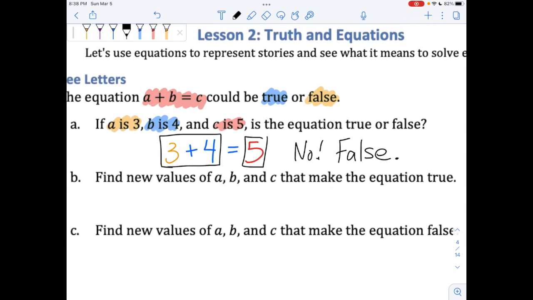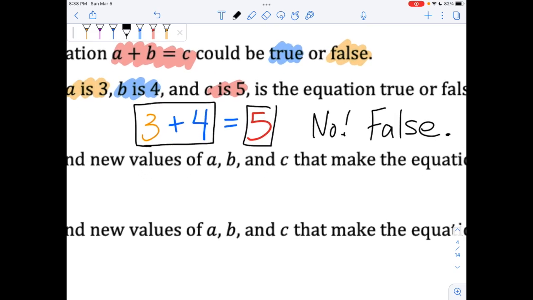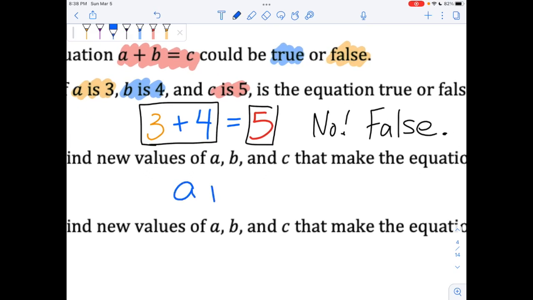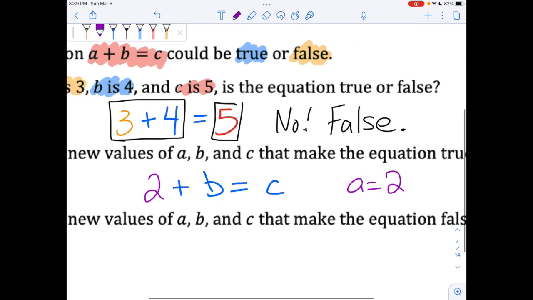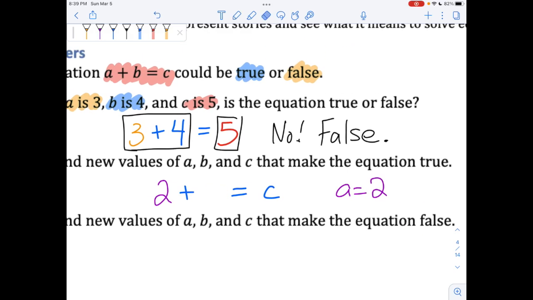B. Find new values of a, b, and c that make the equation true. So let's rewrite a plus b equals c. And let's then change each value so that it's true. Let's make a equal 2. A equals 2. Then head back to b. Change b. B equals 4. And c will change.